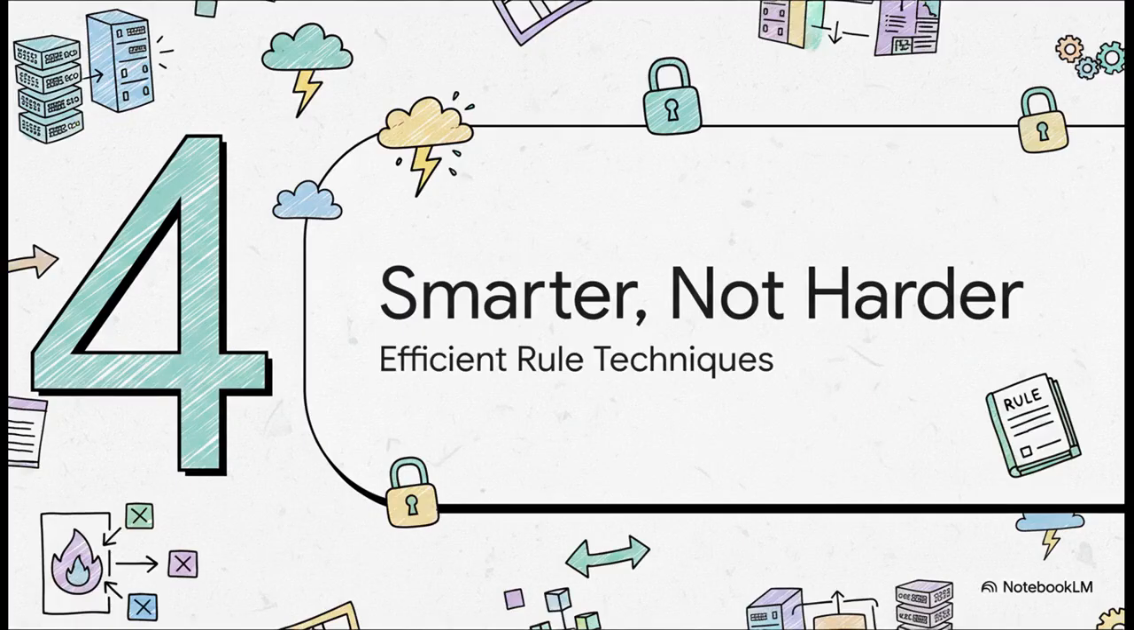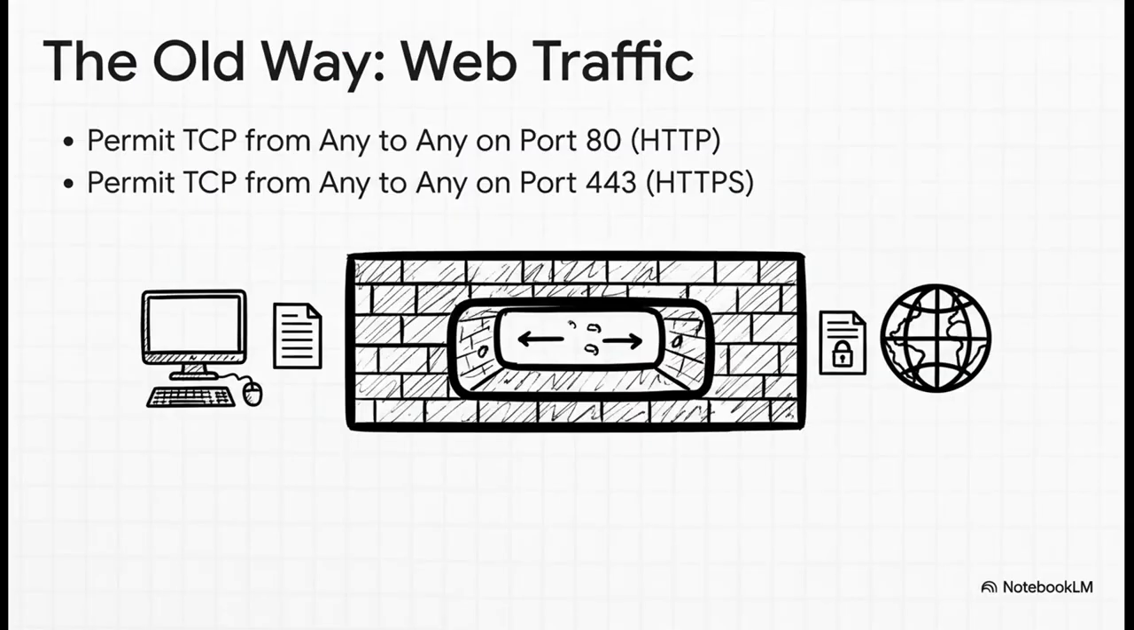Look, creating rules one by one is fine when you're starting out, but as your network gets bigger, that list can turn into a real monster. So now we're going to look at a couple of techniques to keep your rulebook clean, efficient, and way easier to manage. So let's say you want to allow basic web browsing. Well, that's really two things. You need port 80 for regular old HTTP and port 443 for secure HTTPS. The old school way to do this would be to create two separate rules that are almost identical. I mean, it works, but it's not very elegant, is it?